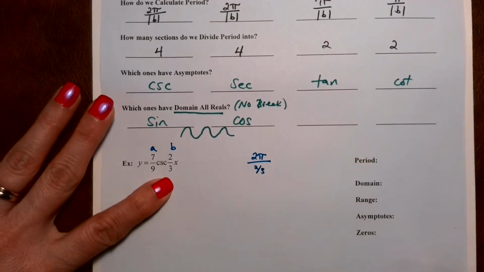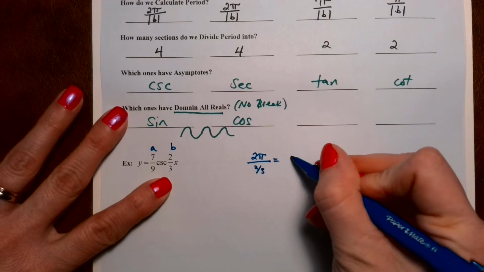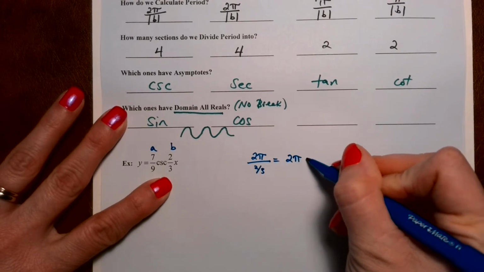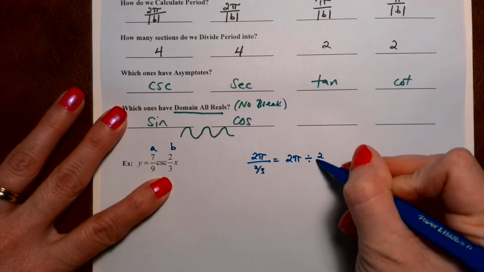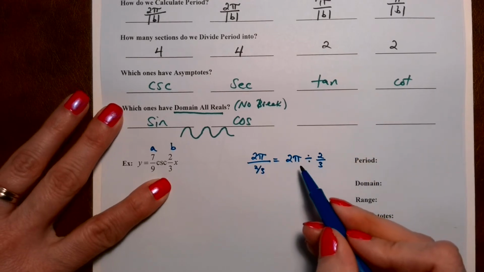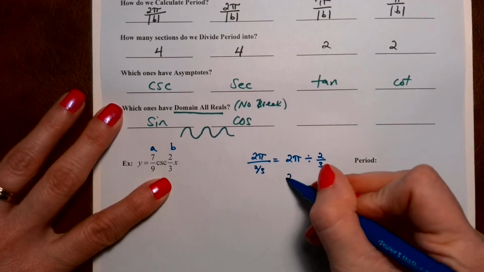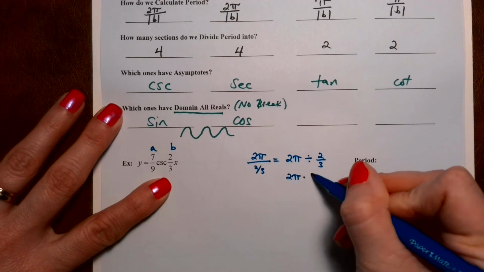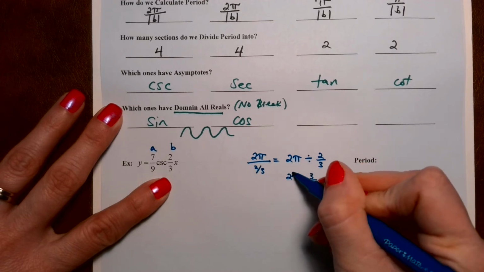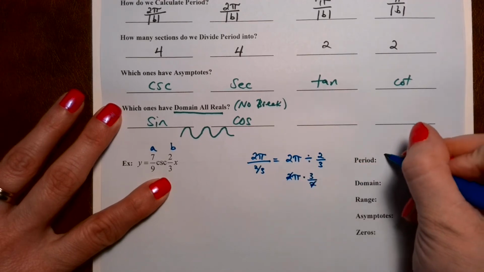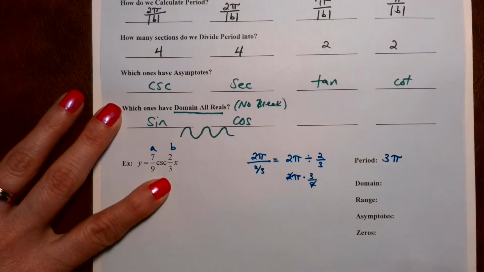All right, this is kind of tricky sometimes, so maybe what I'll do is go old school. 2 pi divided by 2/3, and then we'll keep change flip. So that's 2 pi times 3/2. These cancel, so the period is 3 pi.